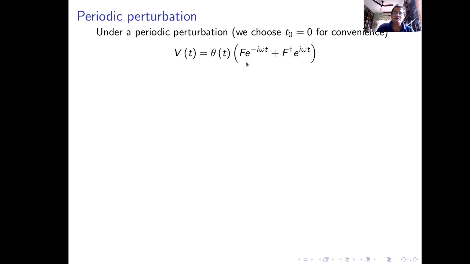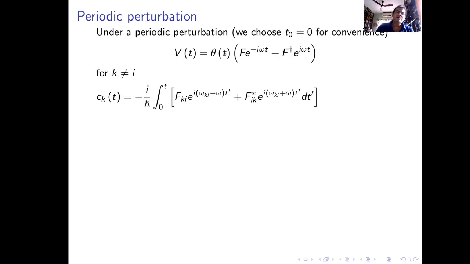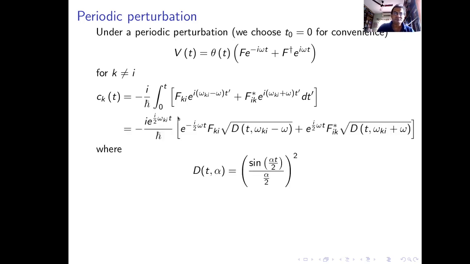And then the first order calculation for c_k of t, where k is not equal to i, is straightforward. You just do this integral. The delta ki term of course is 0 here. And once you do the integral, the result is very easy to evaluate. You end up with a function like sine of t times (omega ki minus omega) by 2 divided by (omega ki minus omega) by 2. It's a very straightforward result of the integration that we saw in the last lecture.